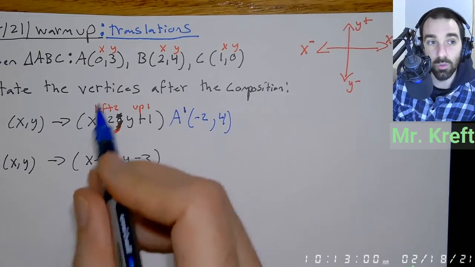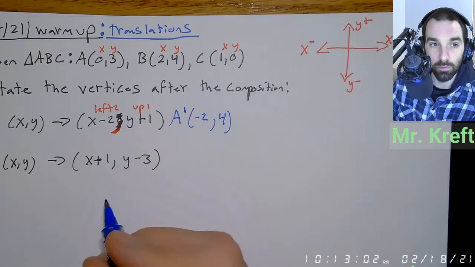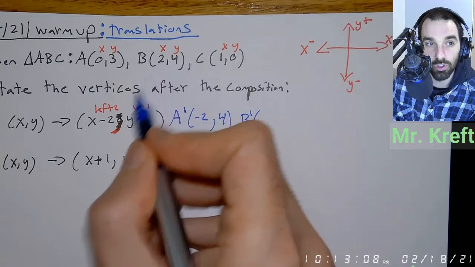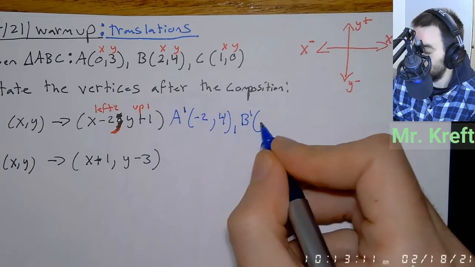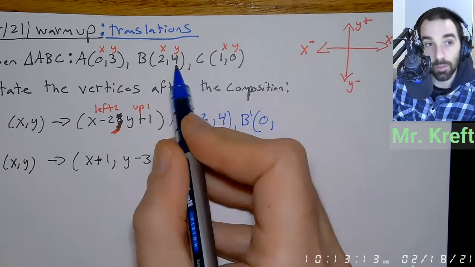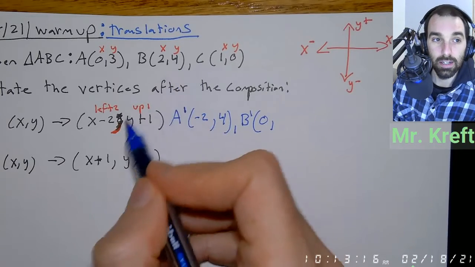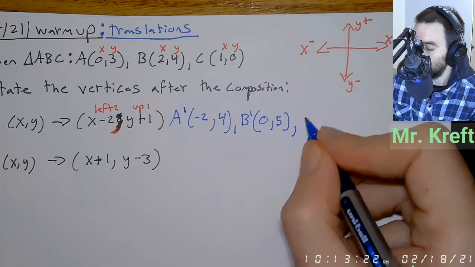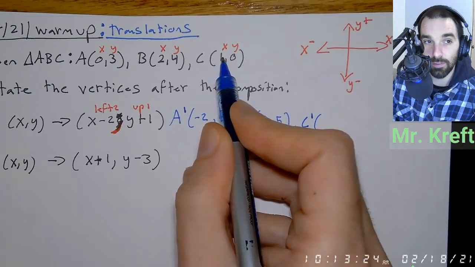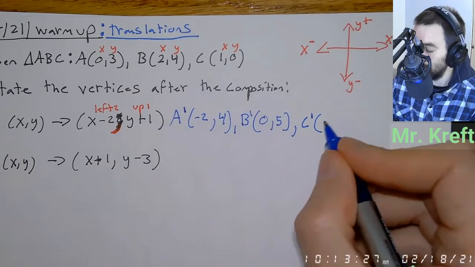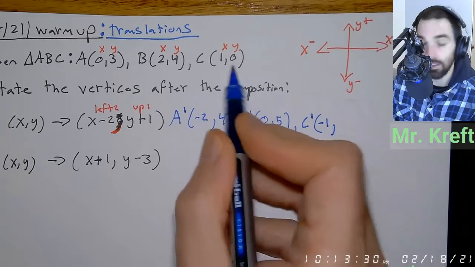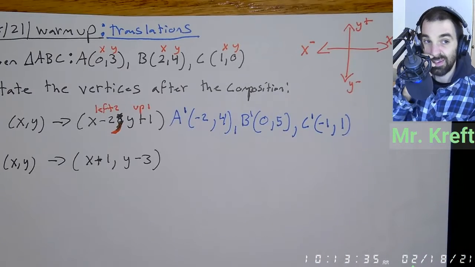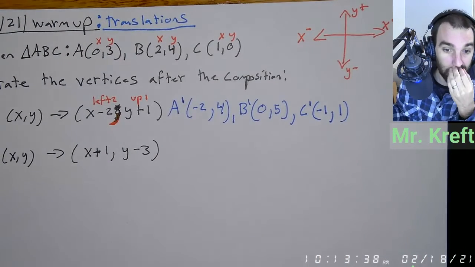Okay, so again, I'm just taking the x and y in my point, and I'm plugging it into my formula. So I'm going to have B prime. So I take the x in my B, which is 2, and then I'm going to subtract 2. So I get 0. And then I'm going to take my y from my B, and I'm going to plug it in here. So 4 plus 1 is 5. And then my C prime, I'm going to take the x of my C. So 1 minus 2, that's negative 1. And then I'm going to take my 0 plus 1, that's 1. Okay, so there is my first step of my composite.